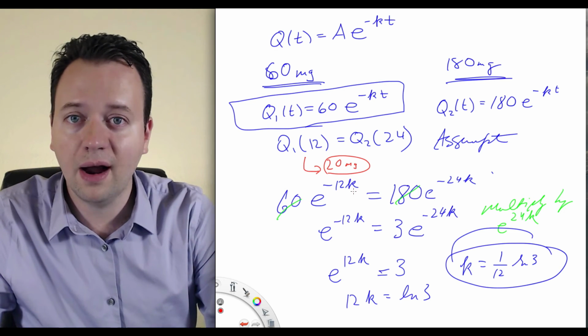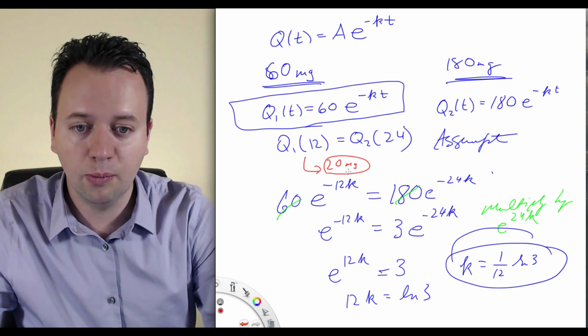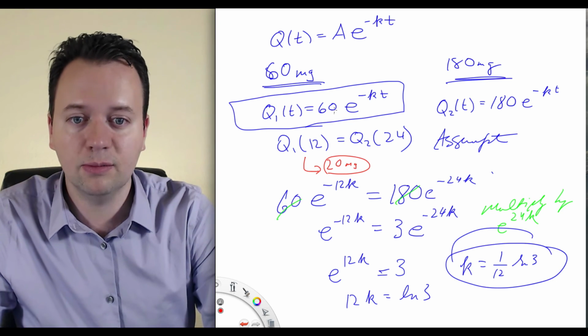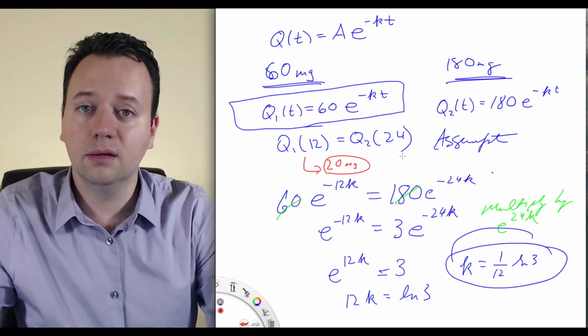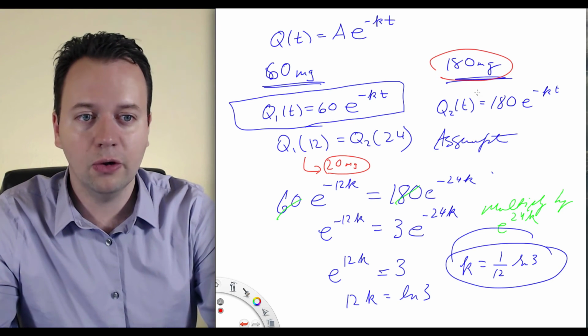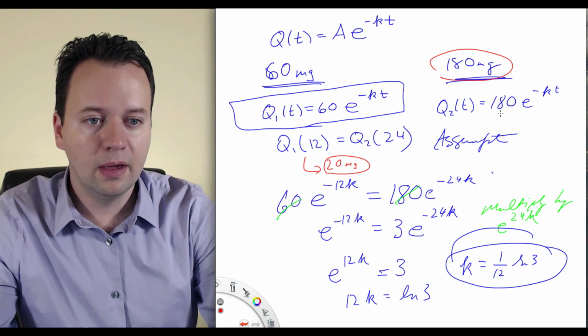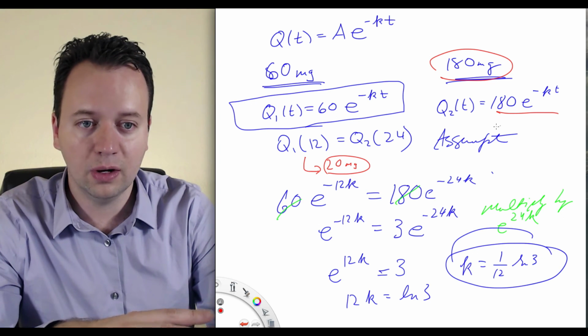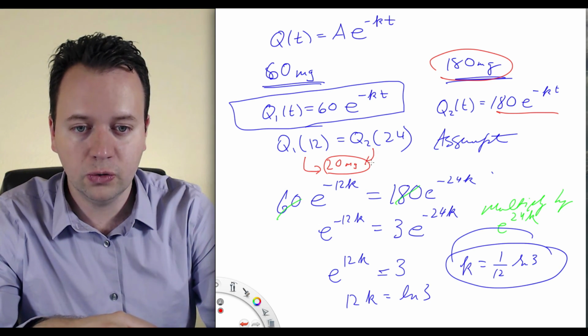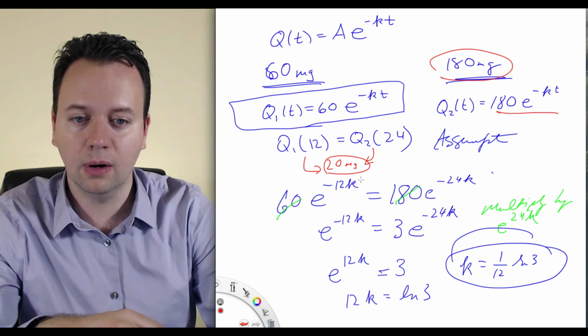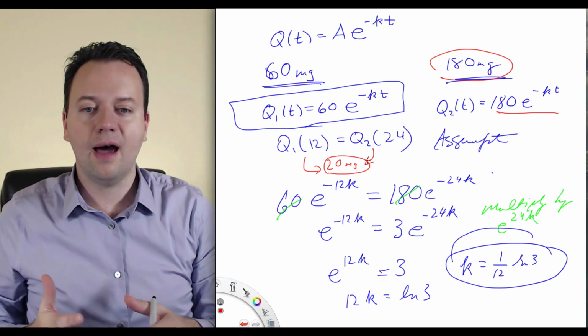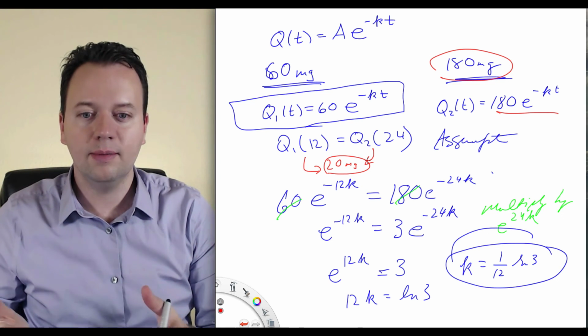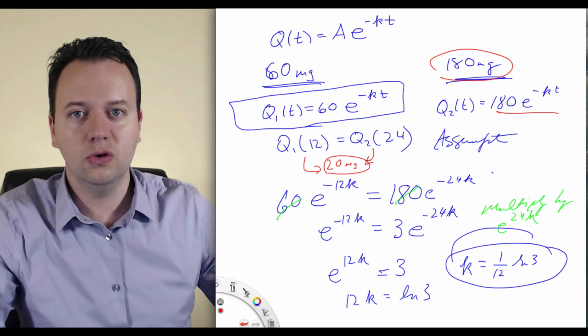So after 12 hours, there should be 20 milligrams present in your body if you start off with a 60 milligram dose. Then similarly, if you start off with 180 milligrams, you can check this yourself. You use this formula, use this value of k and use t equal to 24. You'll see that Q2 of 24 is also equal to 20 milligrams. So either way, after the period of time is over, there's 20 milligrams left and you should take your next dose.